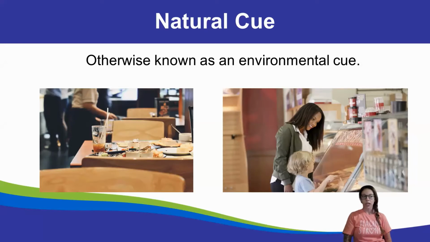For example, a table that is covered in dishes after the patrons have left the restaurant is a natural cue to bus the table. A person standing next to the ice cream counter is a natural cue that that person is ready to order.